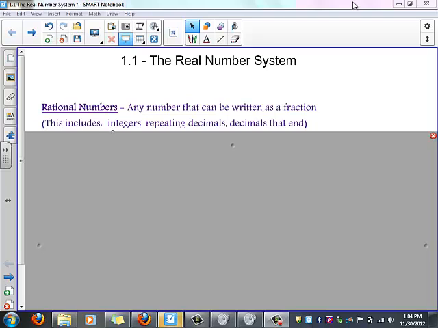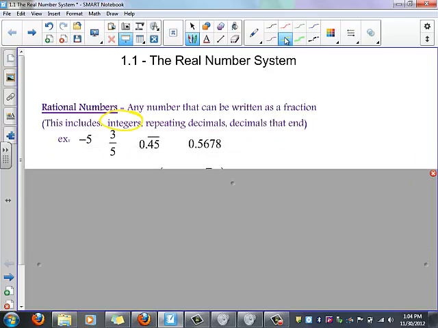And rational numbers, one way to think of their definition is any number that can be written as a fraction, which includes integers, repeating decimals, and decimals that end. Integers, that's something that's in your book. You're going to have to read the definition of that. So some examples: -5. That's because -5 can be written as -5/1. Now it's a fraction, and so it's a rational number.